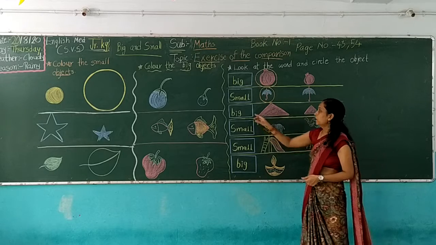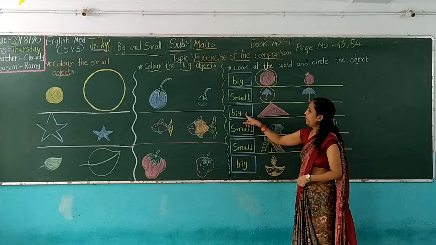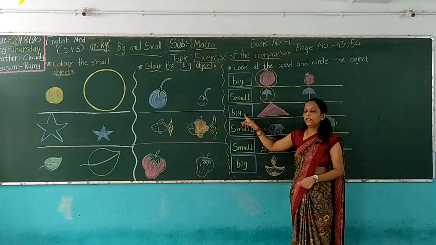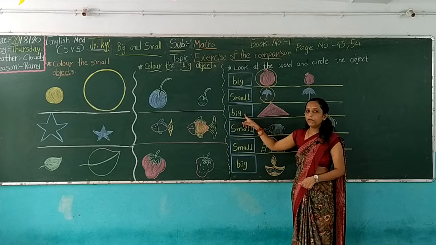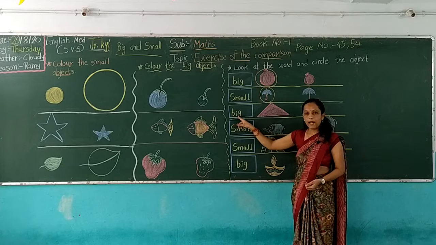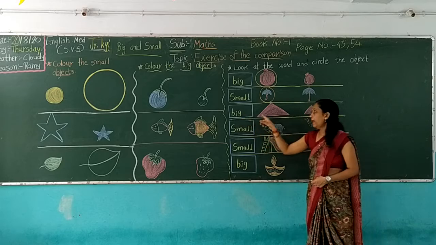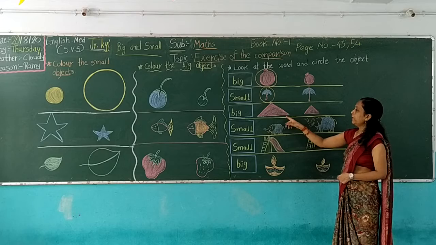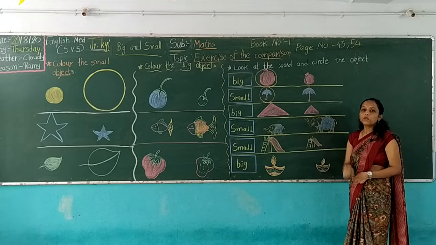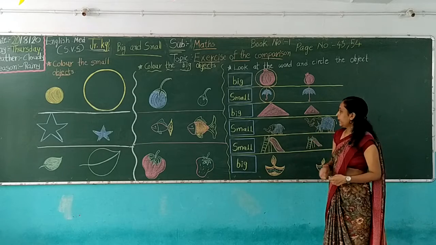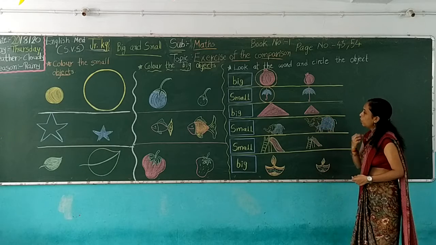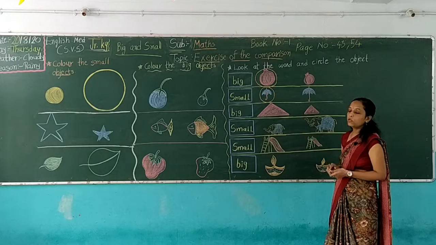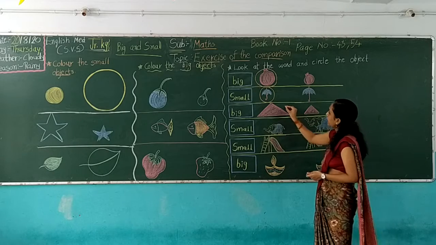And which word is right here? Read with me. B-I-G, big. Again one more time. B-I-G, big. And what is this? These are two triangles. One is big and the other one is small. So which triangle is big? This? No. This? Yes. This is the big triangle. So circle only the big triangle.